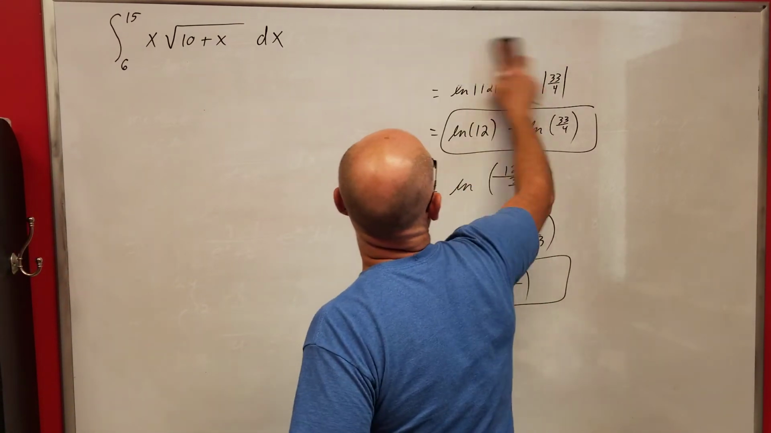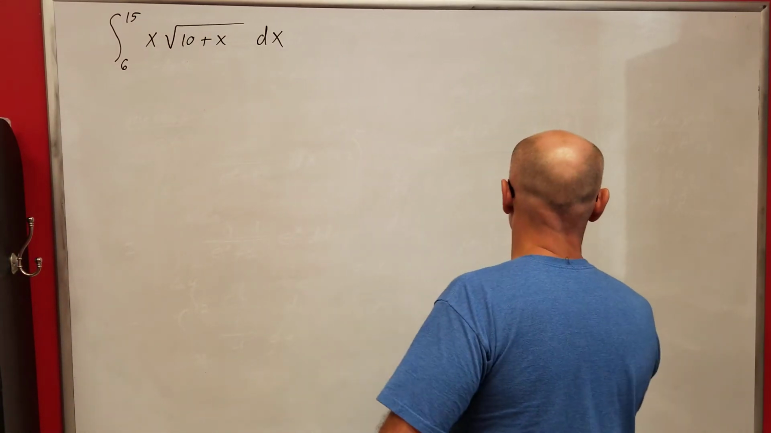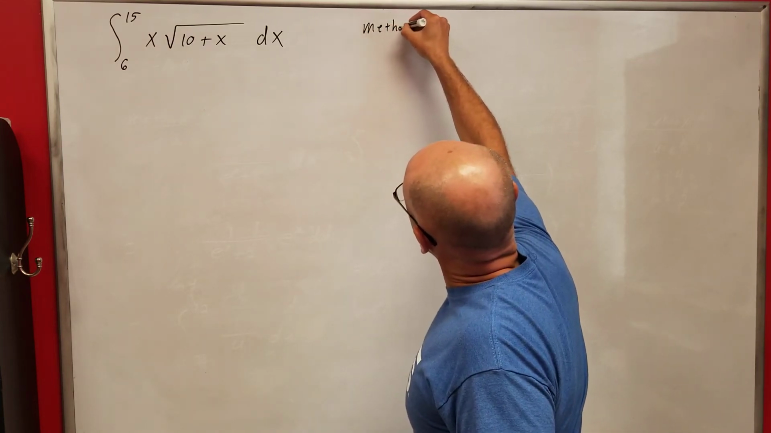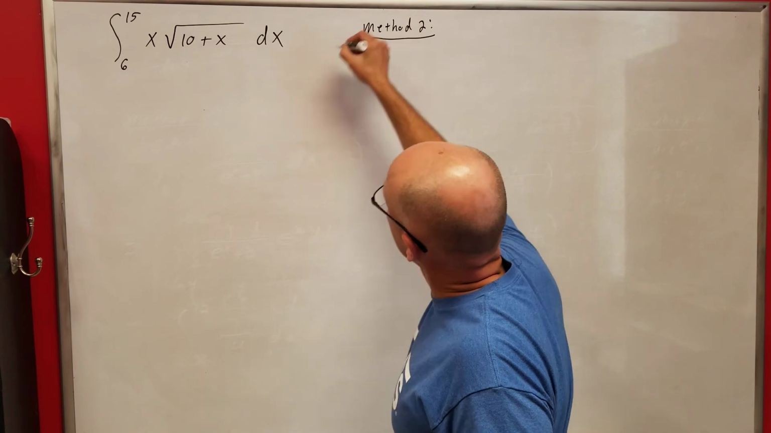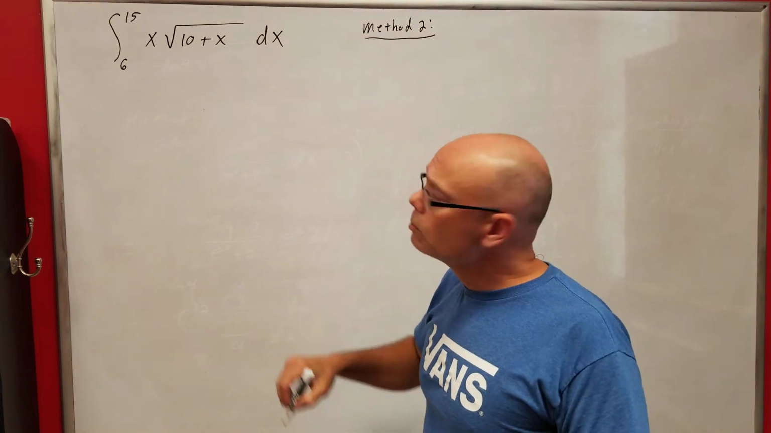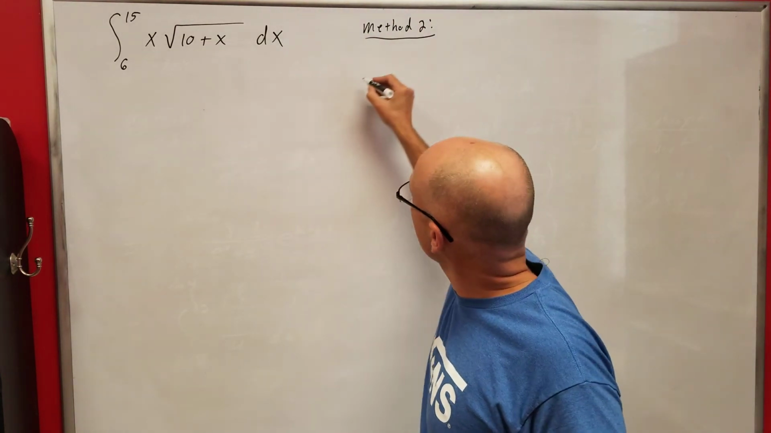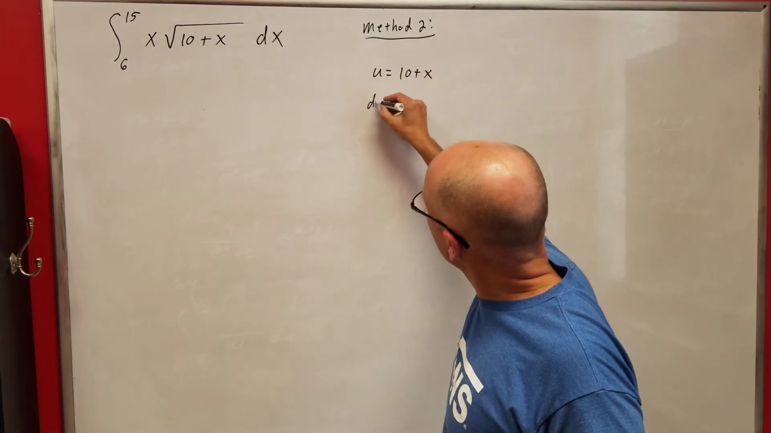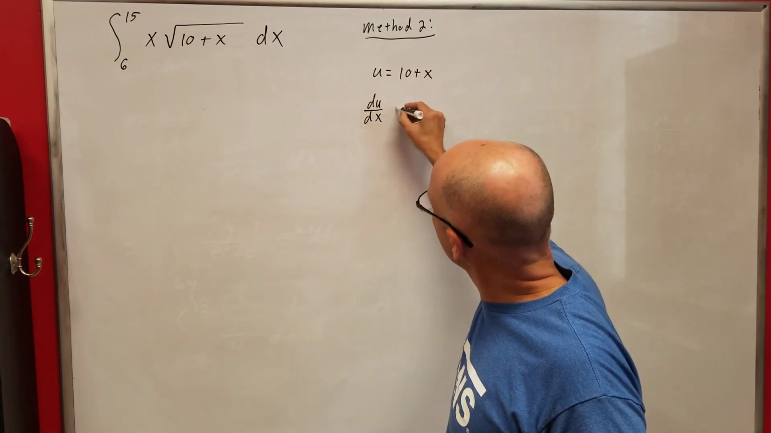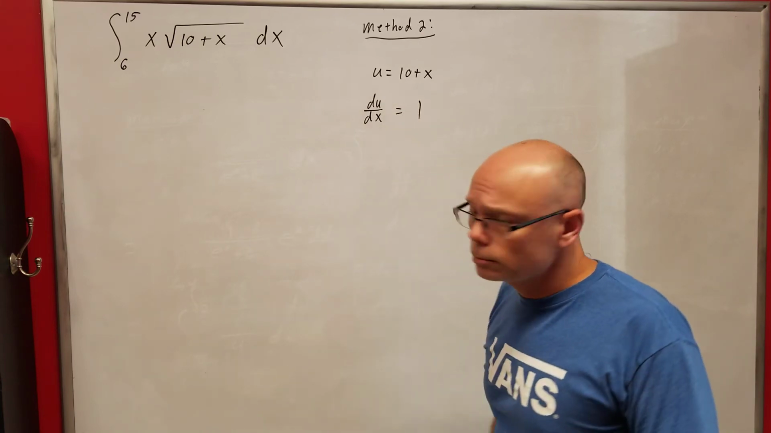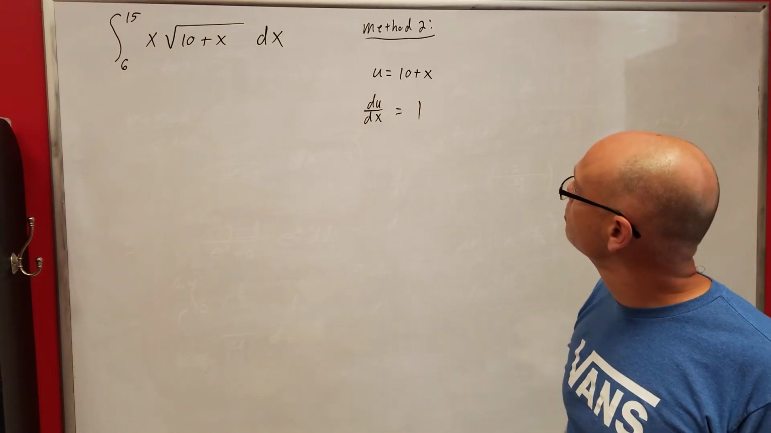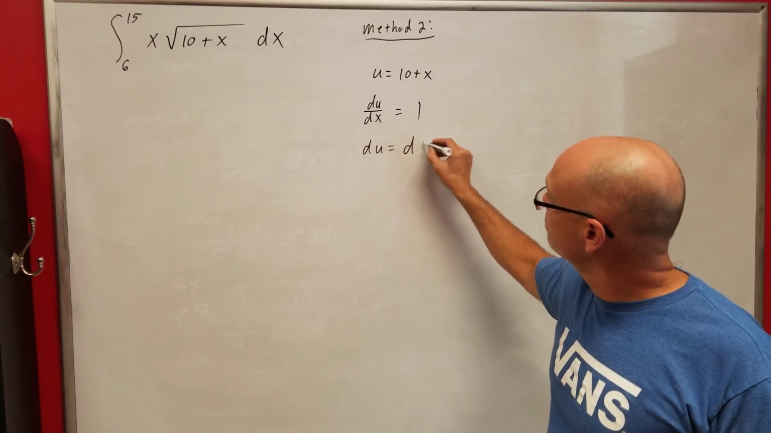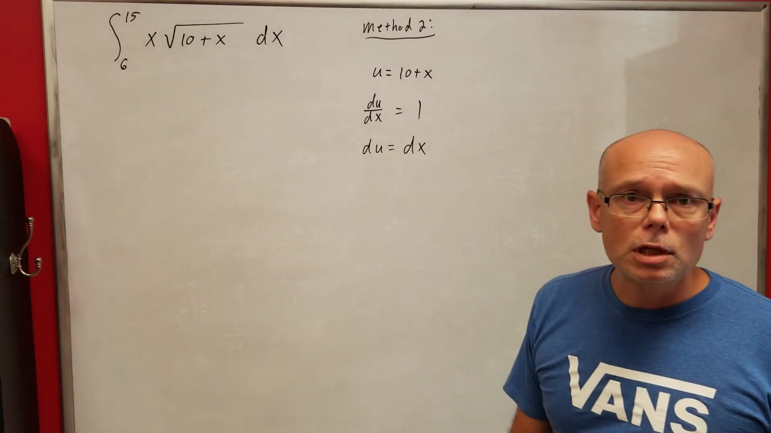Now I'm going to use method 2. All right, let's do a u substitution. I'm going to pick u to be 10 plus x. So du over dx is equal to just 1, right? So that means du will be what? dx, right?